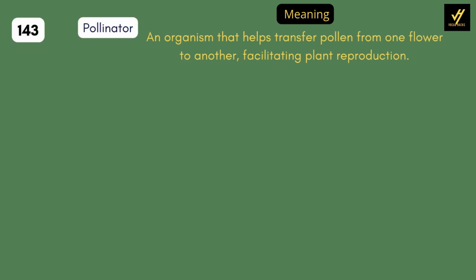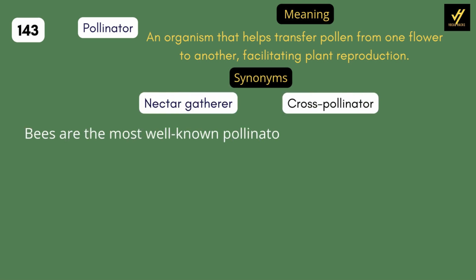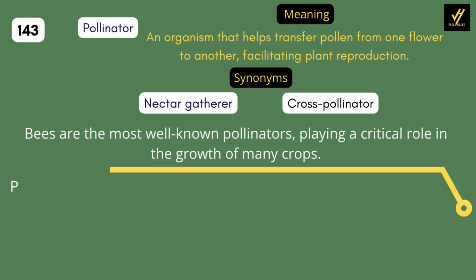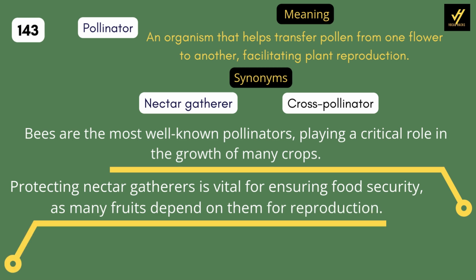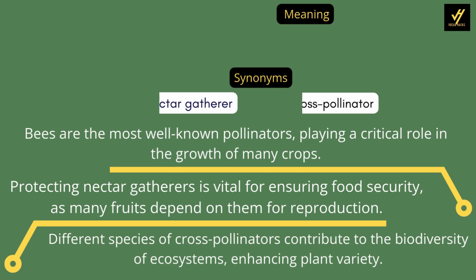Pollinator, an organism that helps transfer pollen from one flower to another, facilitating plant reproduction. Nectar gatherer, cross-pollinator. Bees are the most well-known pollinators, playing a critical role in the growth of many crops. Protecting nectar gatherers is vital for ensuring food security, as many fruits depend on them for reproduction. Different species of cross-pollinators contribute to the biodiversity of ecosystems, enhancing plant variety.